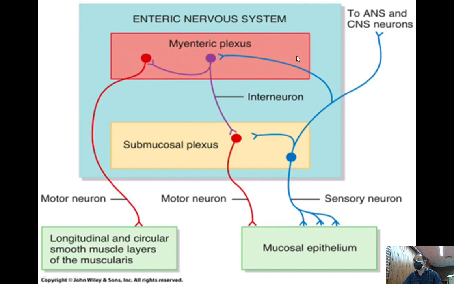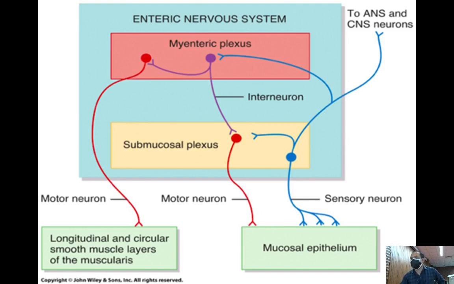When you look at the entire enteric nervous system, you'll find there are around 100 billion neurons, said to be equal to the number of neurons in the spinal cord. These plexuses are interconnected. The myenteric plexus mostly innervates the circular and longitudinal smooth muscle, and therefore controls movement, because the muscles contract and relax, producing movement in the GIT.